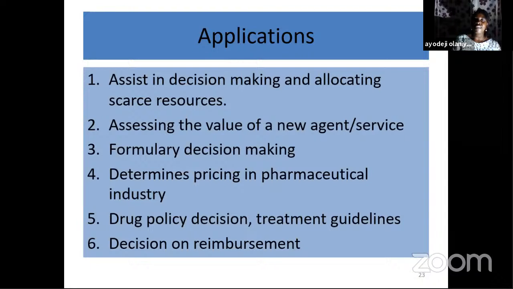Then it helps to assess the value of a new agent or a new service. If you are introducing a new drug to your formulary, you will see the outcome, probably based on your own study, based on the studies that you have critiqued. You'll be able to make your decision. Third, it helps in formulary decision making. It helps in determining the price in the pharmaceutical industry because they will measure all the inputs also. Then it helps in drug policy decisions and treatment guidelines. Then it helps insurance companies in determining what products and what services they want to reimburse or not.